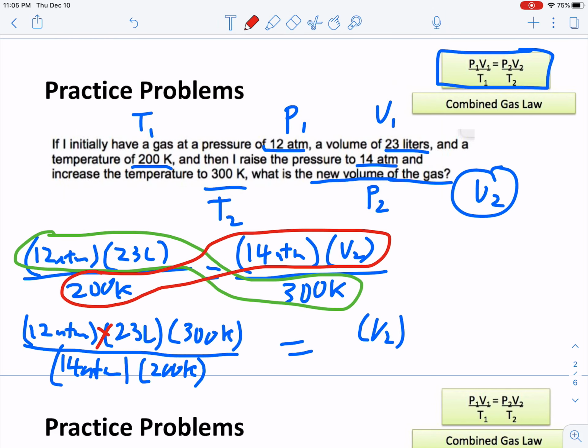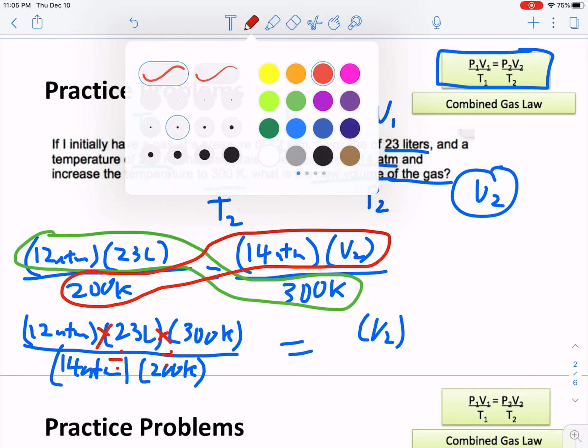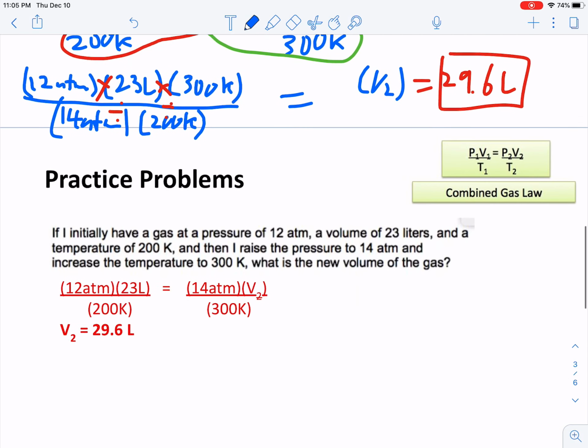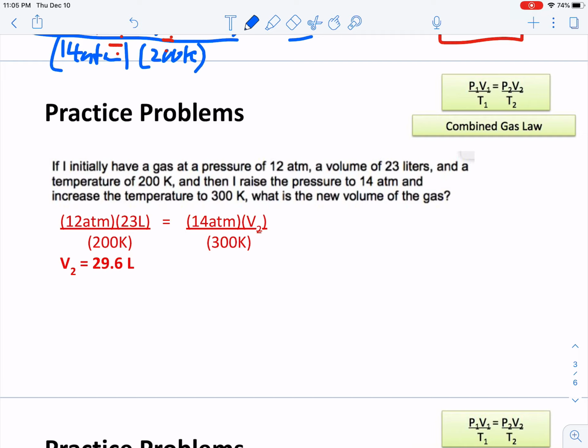So then you just got to mathematically do that. 12 times 23 times 300 divided by 14 divided by 200 Kelvin. Or you could solve the top and bottom and solve it however you want to do that. But either way, you should get an answer of 29.6 liters. And you're welcome to check me on that. Here's a neater version of that. If you have trouble reading my handwriting, this is it with it all typed out. Again, this is just me showing you the initial equation. And then the final answer, I didn't actually type out the cross multiplication step.